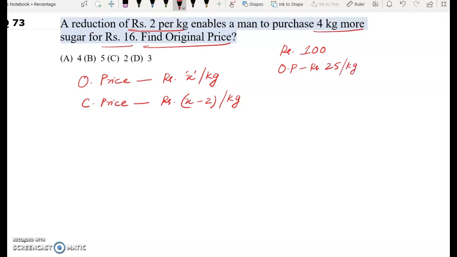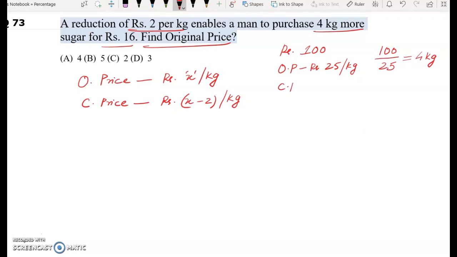Now the original price is rupees 25 per kg and I have 100 rupees in my pocket. So I will be able to buy how many kg of rice? 100 divided by 25. So I will be able to buy 4 kg of rice.